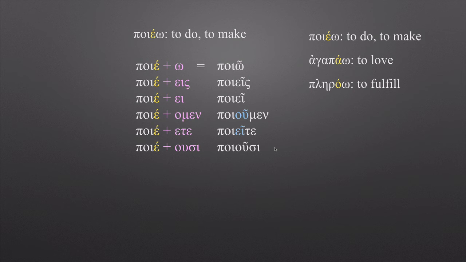Because Croy has already given you handy charts, I'm not going to do the same thing with agapao and pleroo, that is alpha and omicron contract verbs, but you can look in the charts in the back and you can see exactly what happens when that alpha or that omicron combines with our conjugational endings.